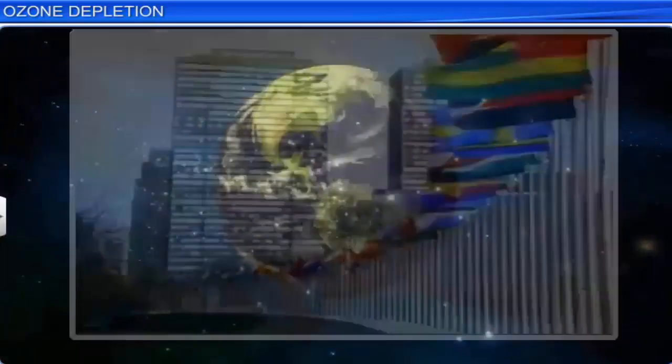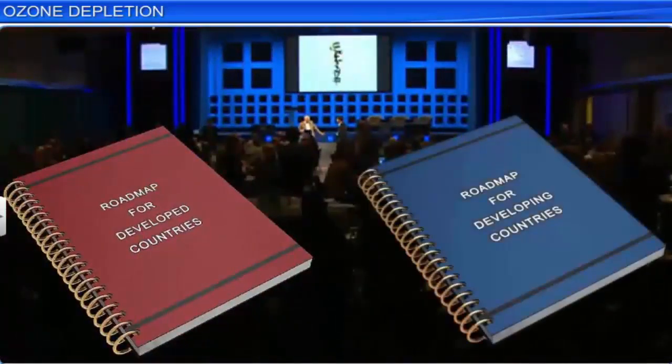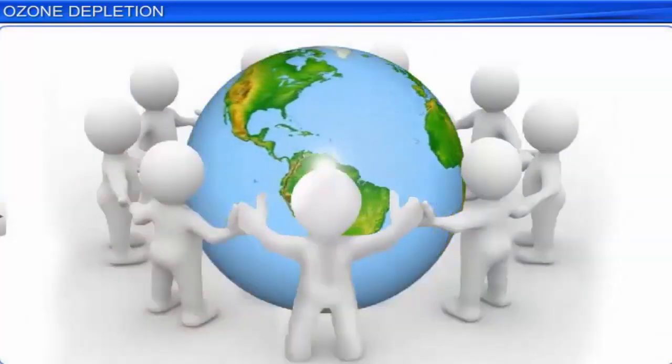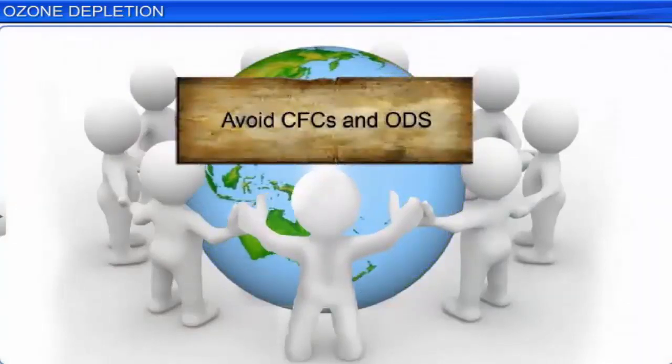Several other measures have been taken and protocols laid down, with separate roadmaps for developed and developing countries, to ensure a reduction in the emission of CFCs and other ozone-depleting substances, or ODS. We too can prevent and control the depletion of the ozone layer by avoiding the use of CFCs and other ODS.